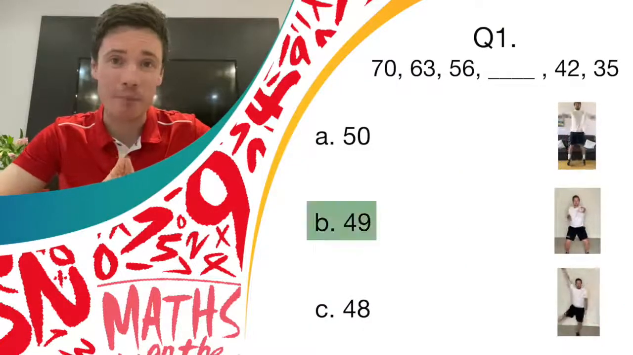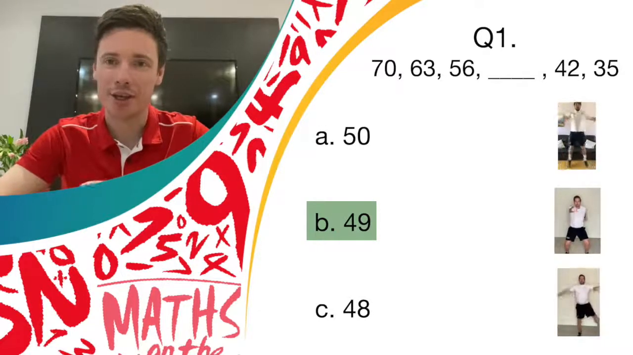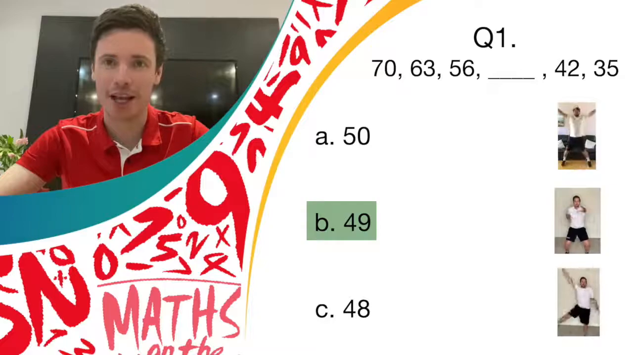The answer is B, which is 49. Well done if you were doing those jab punches there for that one. The correct answer is in fact 49.